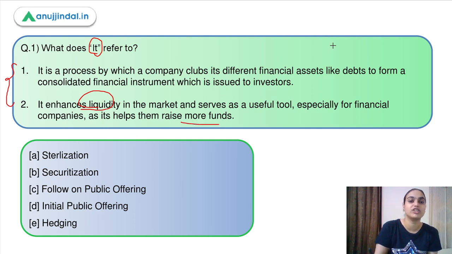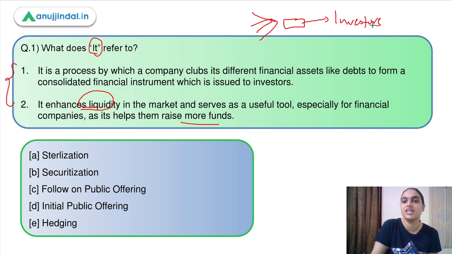So the concept which is being talked about, what is happening over here? Different existing financial assets, usually the debts, are combined to form a new instrument, and that new instrument is then issued to the investors. This way the liquidity is increased in the market. And these existing instruments are used to create a new instrument and basically provide a new option to raise funds for the existing players in the market. So what do we call this entire process? The answer to this question is option B, securitization.